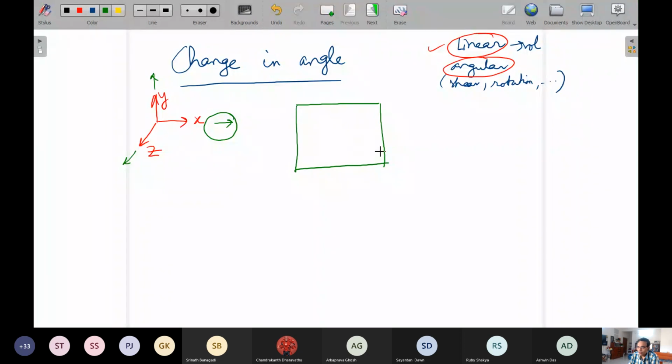Similarly, angular velocity with respect to the Z axis, if we perceive, that means what we are essentially imagining is that the change in angle is taking place in the XY plane.